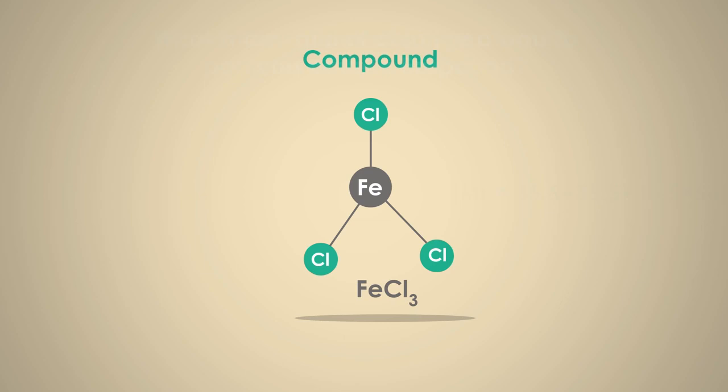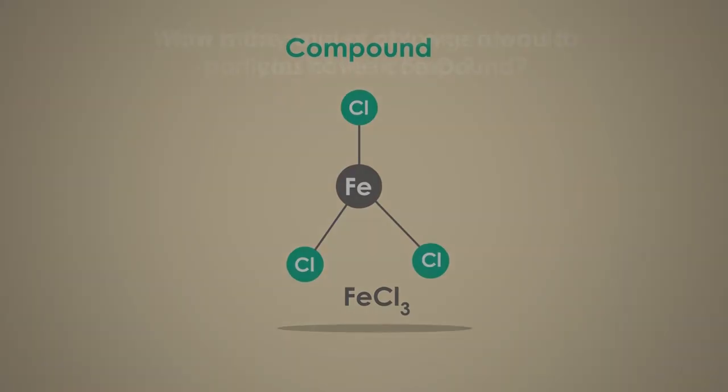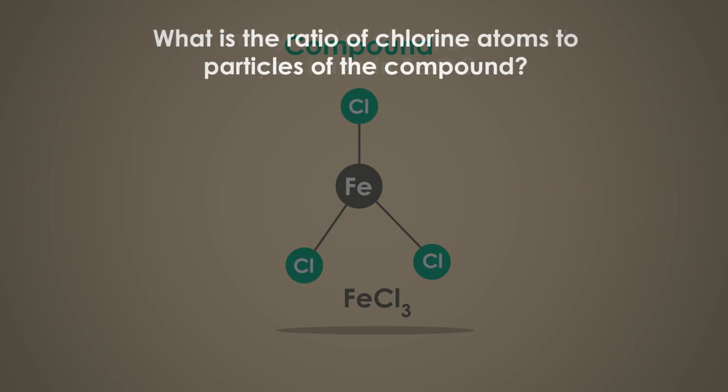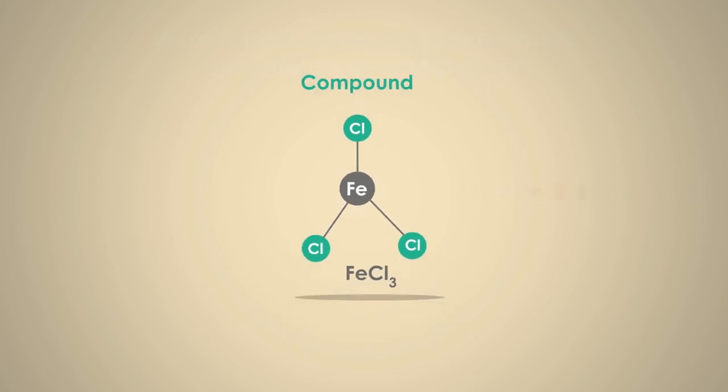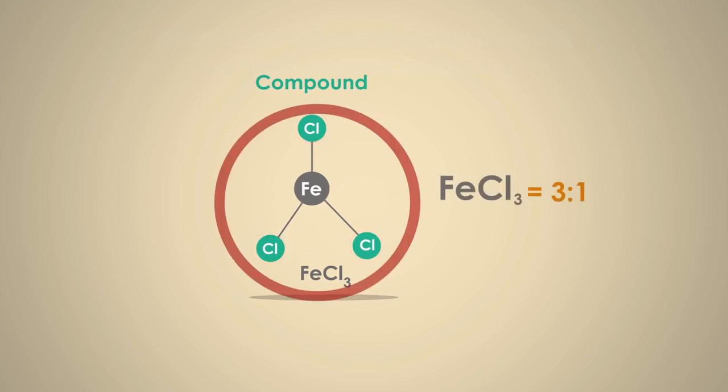This means you also have 1 mole of the compound. The ratio of iron atoms to particles of compounds is 1 to 1. What is the ratio of chlorine atoms to particles of the compound? Pause the video whilst you think. 3 to 1. There are 3 chlorine atoms per formula unit.